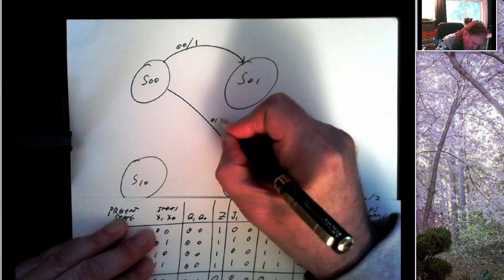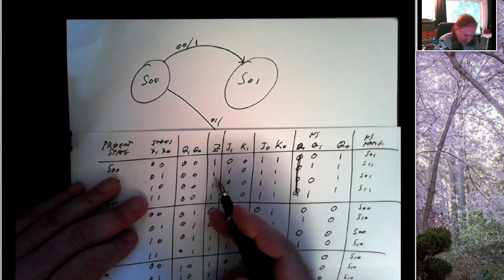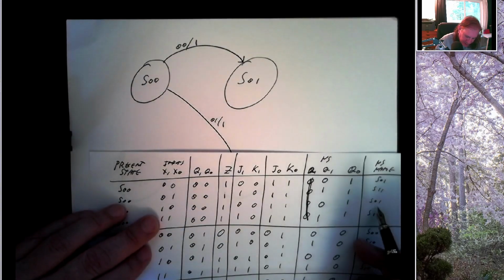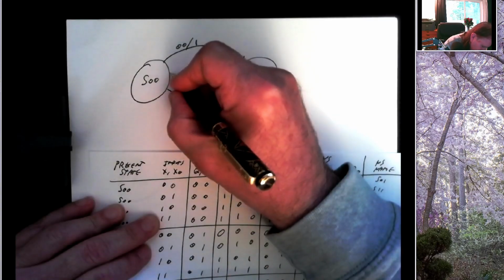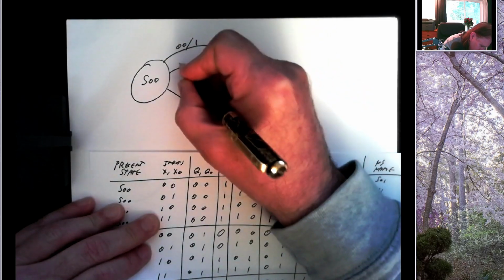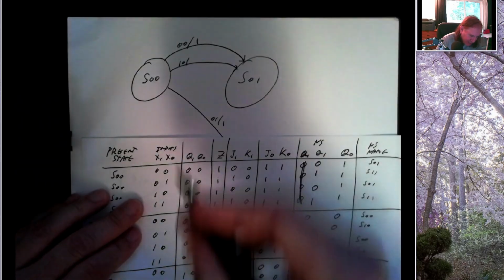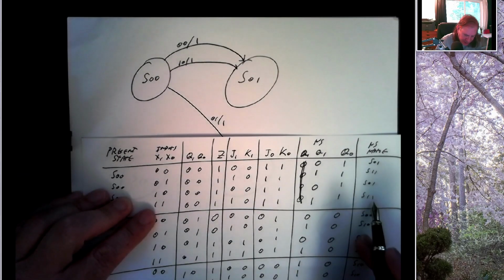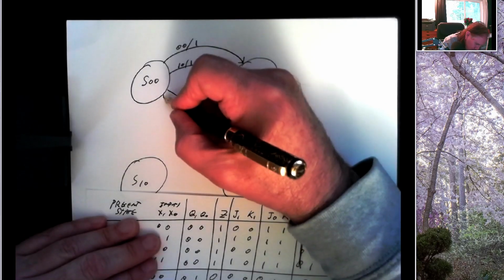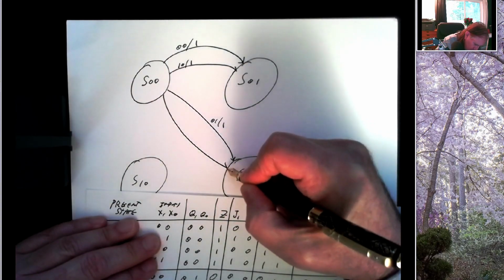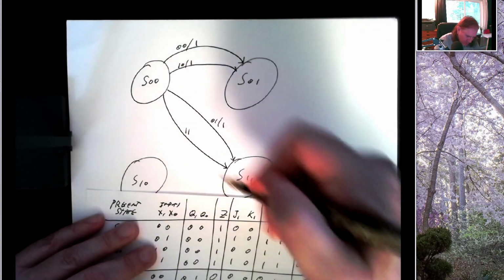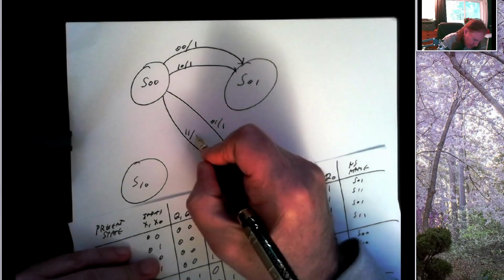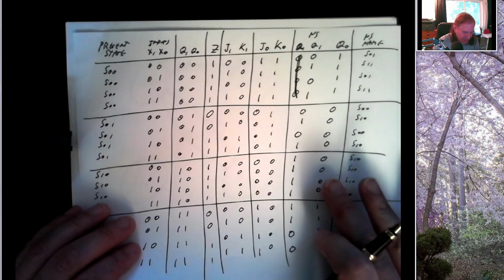So input of 0, 1 takes us to this state, and our output there is also a 1. If our input is 1, 0, we go to 0, 1. So here's 1, 0, and in that case our output is still 1. And if our input is 1, 1, we're going to go to state 1, 1. So if our input is 1, 1, we go to state 1, 1, and in that case our output is a 1.